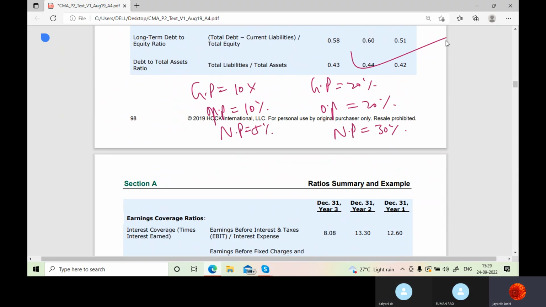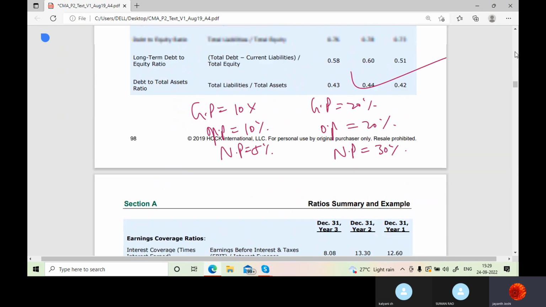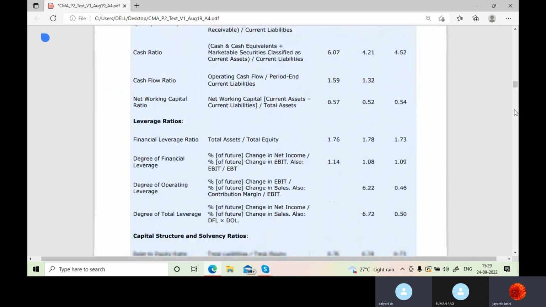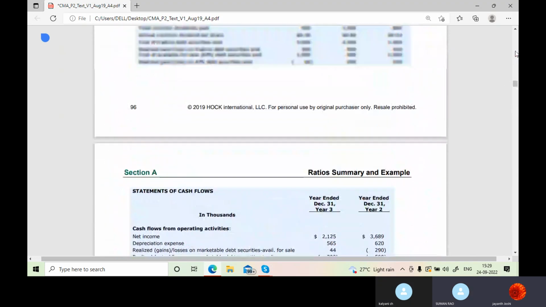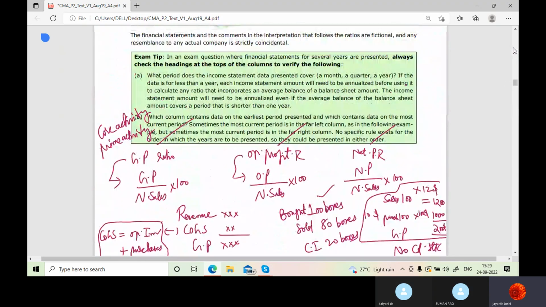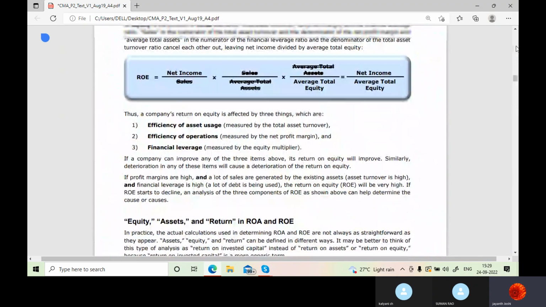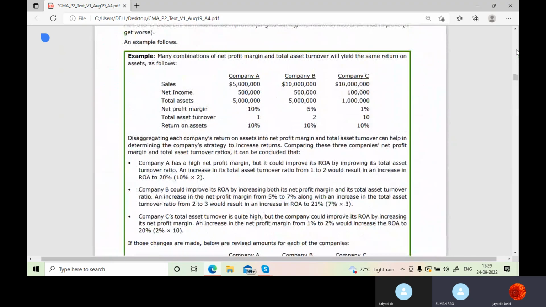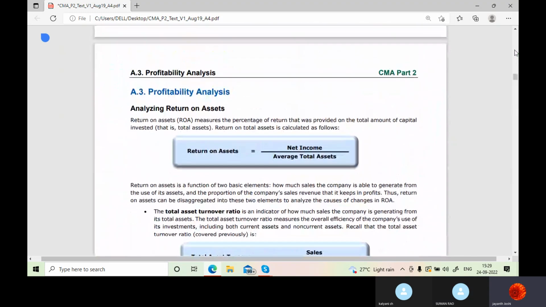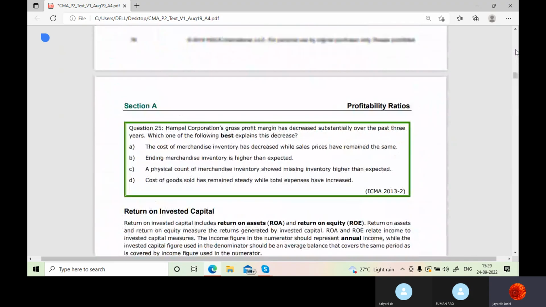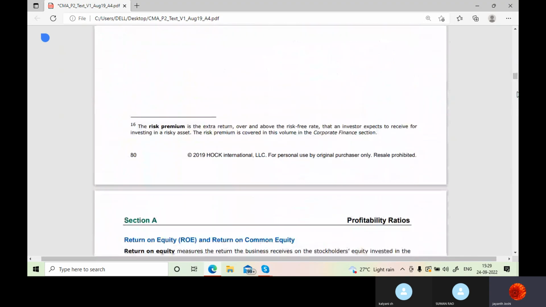That's the reason why I said it's like a relative measure. Based on previous, just compare and see. So the entire concept regarding these three ratios are done. We'll see more, two to three ratios we'll try to cover up. Let's say now return on equity.